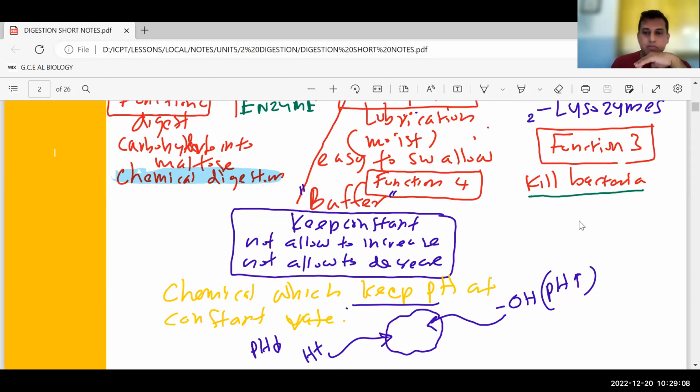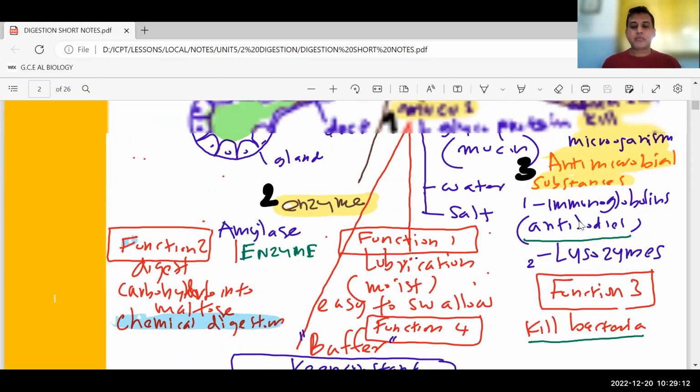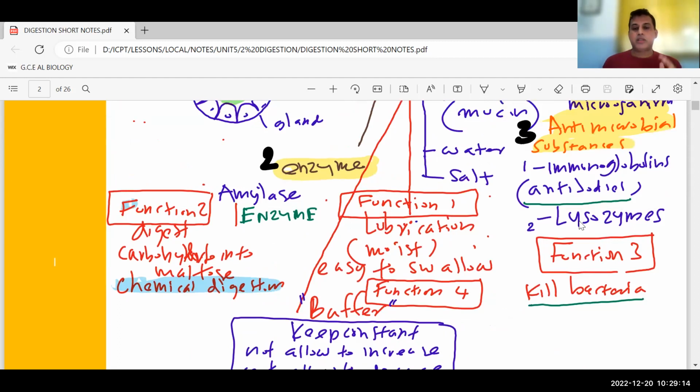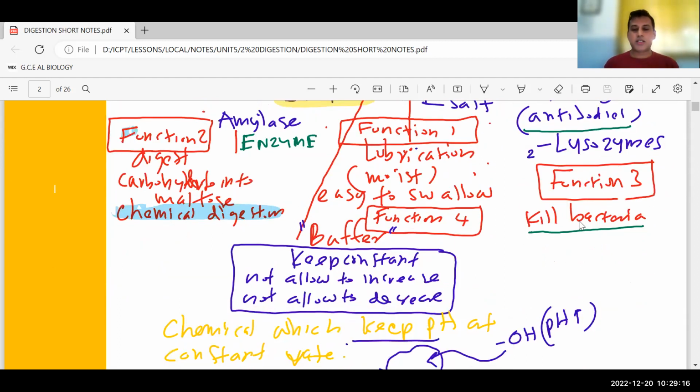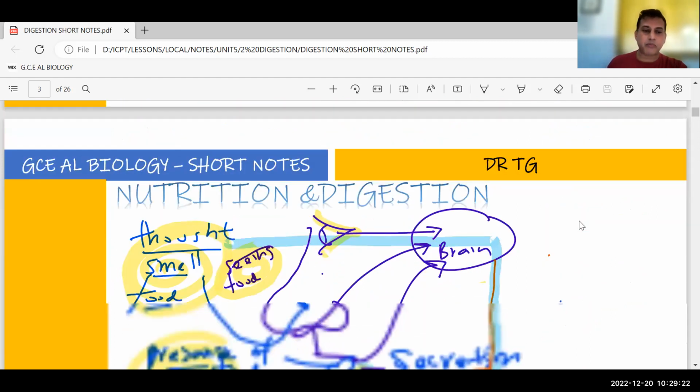And we also list buffering action of the mucus as function number 4. The pH is kept constant with the buffering action. Okay, do you have any questions so far?